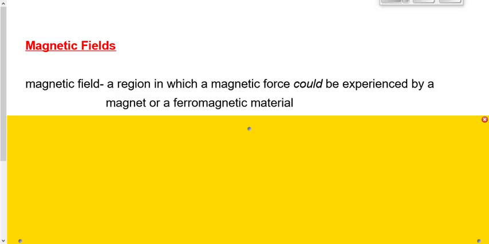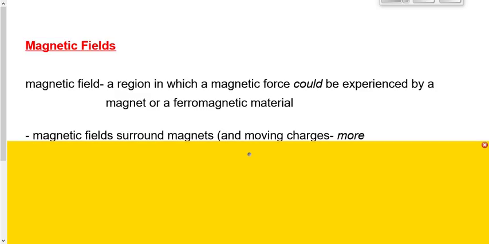It's like we define a gravitational field as a region in which a gravitational force could be experienced by an object with mass. So if I put a magnet in a certain area and it's affected, or just a ferromagnetic material in a certain area and it's affected, then there must be a magnetic field present.